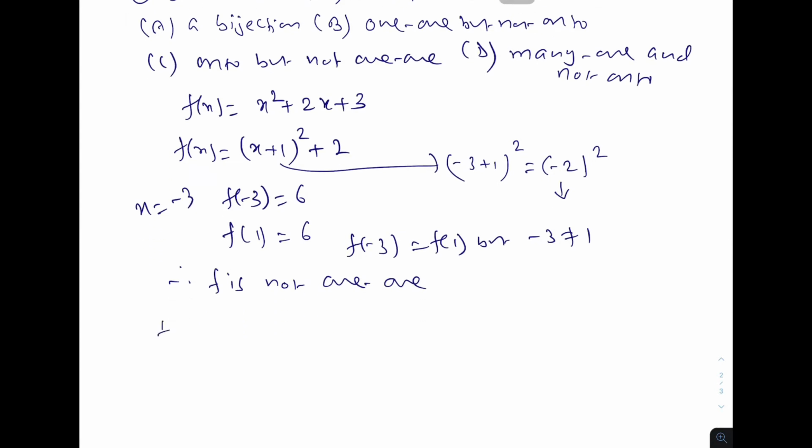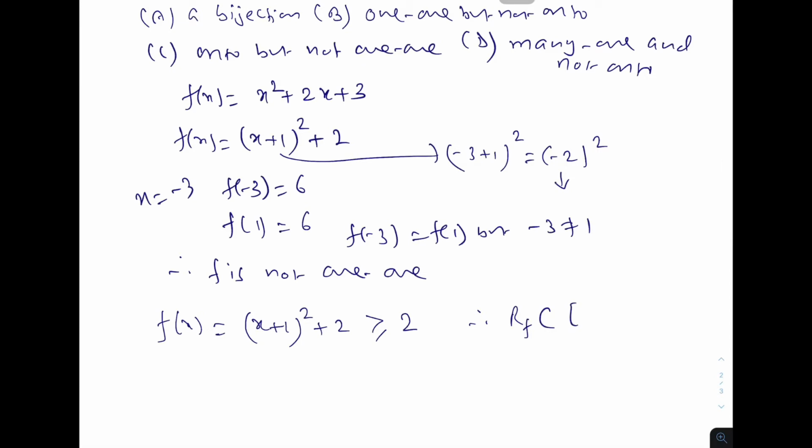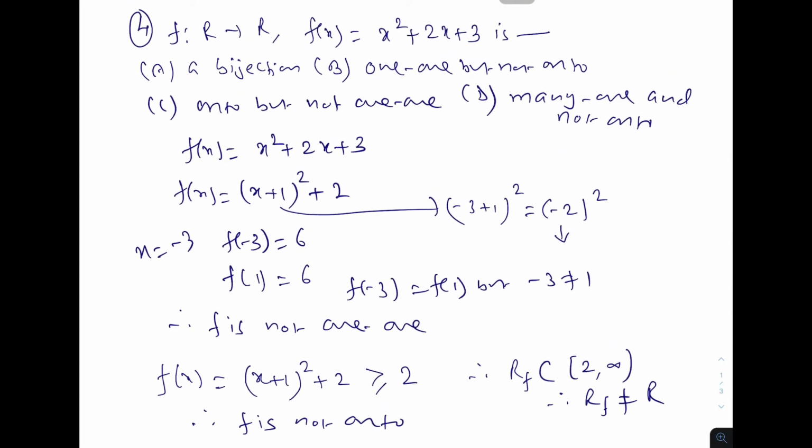f is not onto also, because f(x) is equal to (x plus 1) square plus 2, so that is greater than or equal to 2. That means the range of f is not R. Range of f is definitely a subset of [2, infinity). So range of f is not R, and therefore f is not onto. That means f is neither 1-1 nor onto. So the option is D.